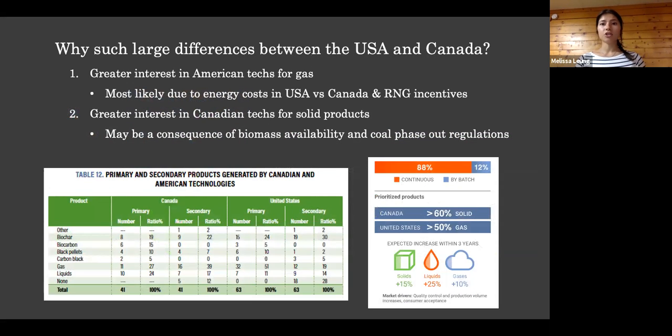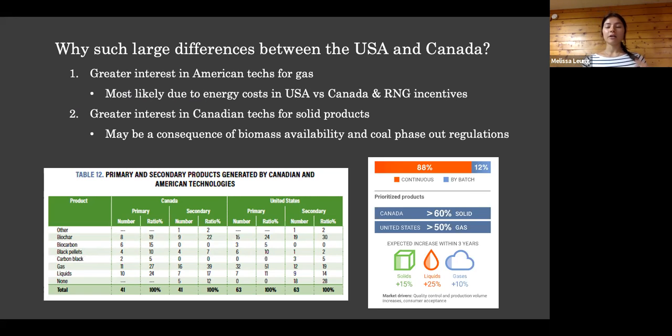Now, there are quite large differences between the USA and Canada in terms of what technologies are offered on the market. The biggest that we see is that American technologies tend to be focused on the production of gases. And when you think about it, it's actually not that surprising, because in Canada, our electricity is so low. I can buy electricity for 10 cents a kilowatt. It's not the same reality in the United States. And here I can buy a lot of renewable, hydroelectricity more specifically, at least on the East Coast and the West Coast, that is very cheap.